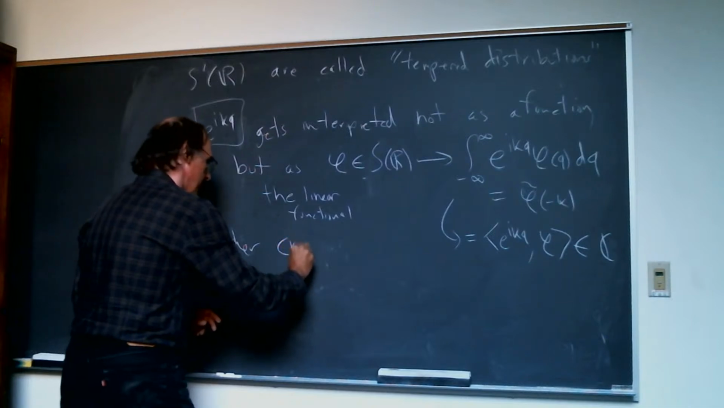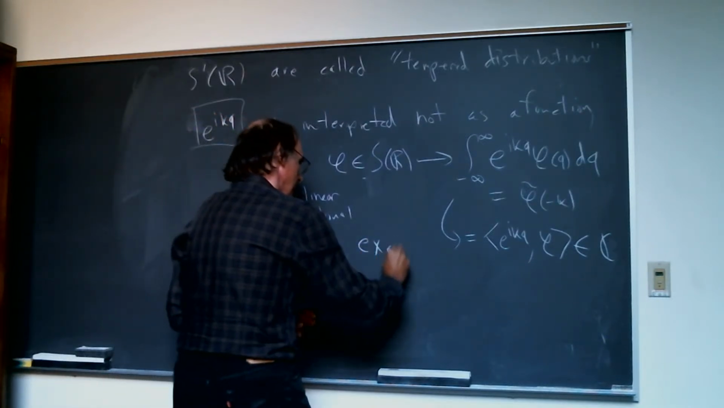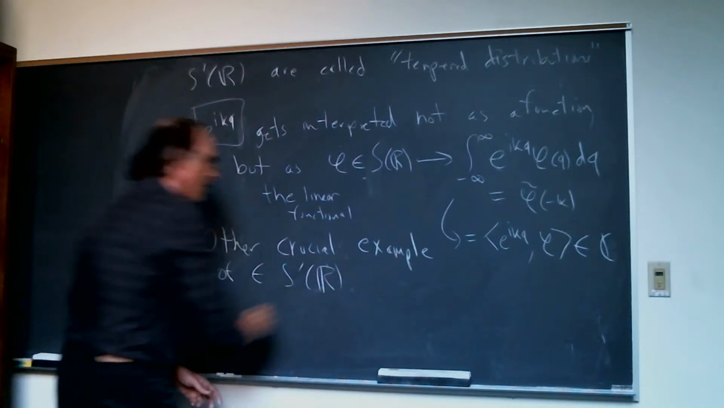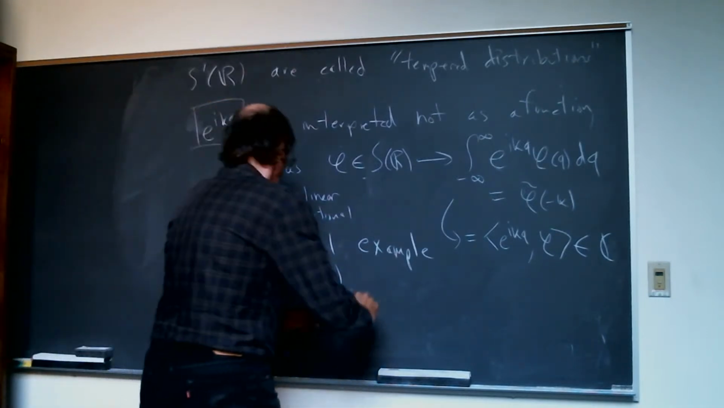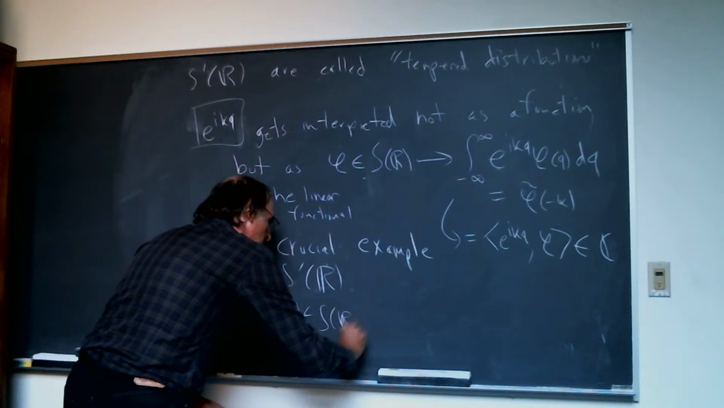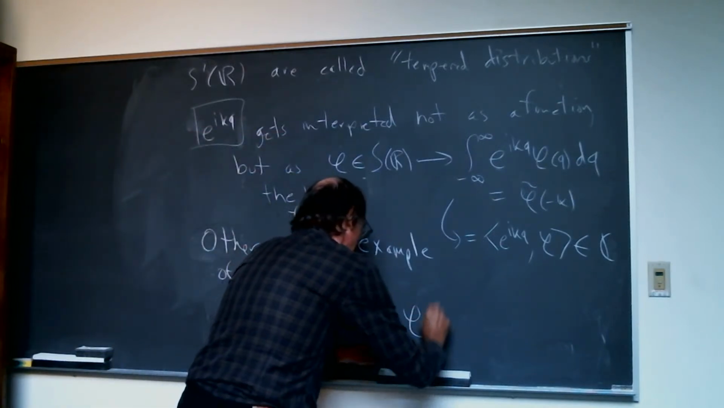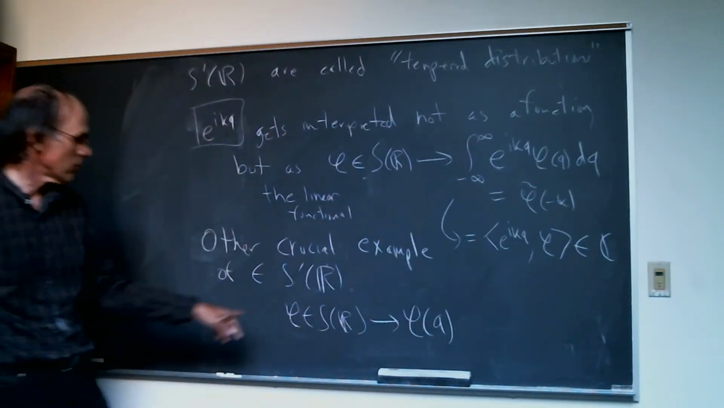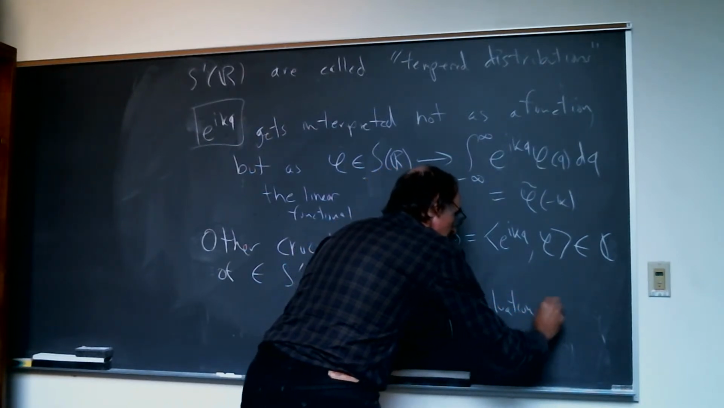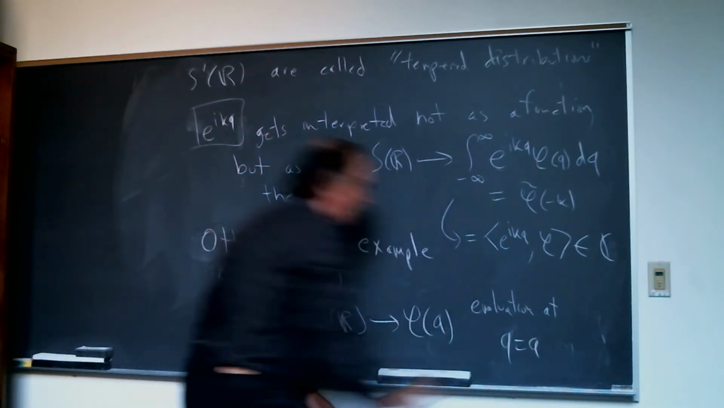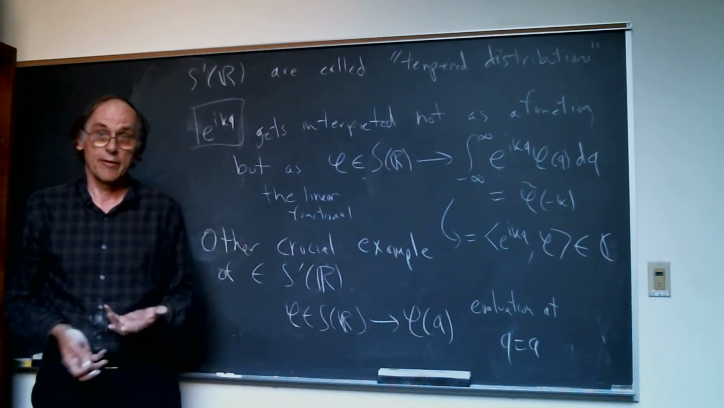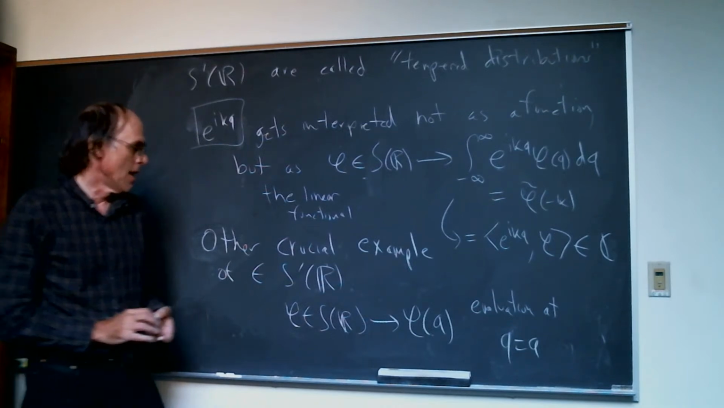Well, the other crucial example of an element of S prime of R is what I'll call the evaluation functional. It is a linear functional that takes psi in S of R to psi of a. Okay, so this is just evaluation at a. We're just taking a function and evaluating it at a point. Well, that's a linear functional on functions.